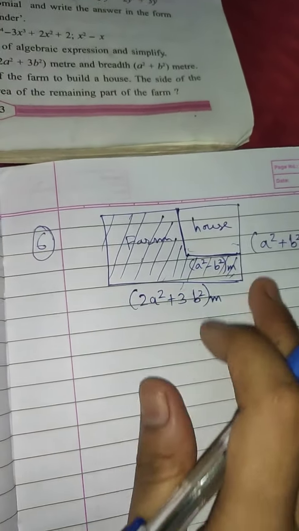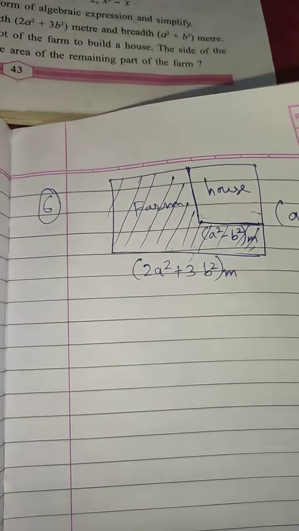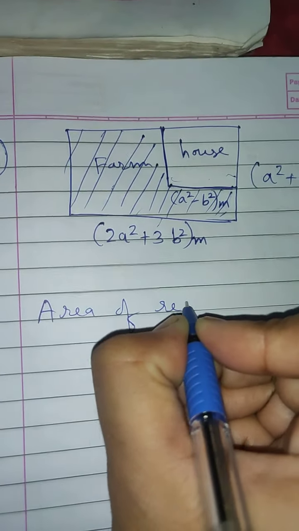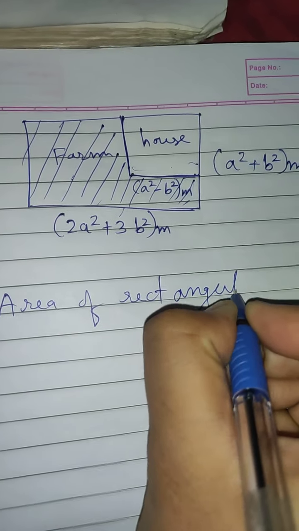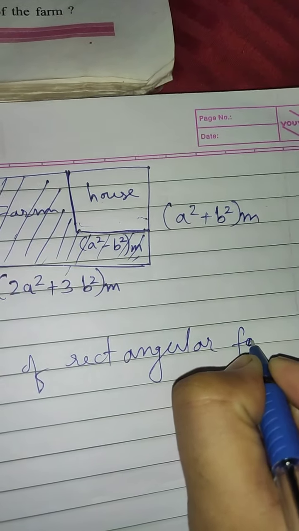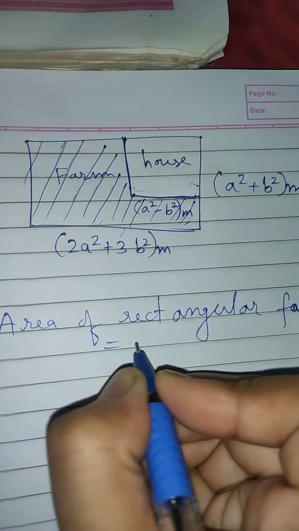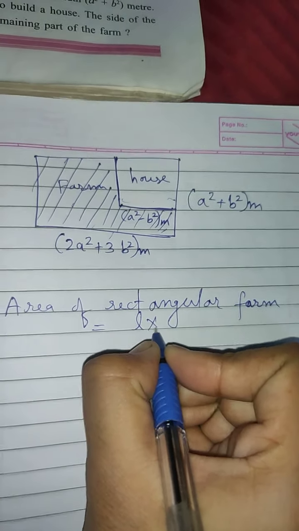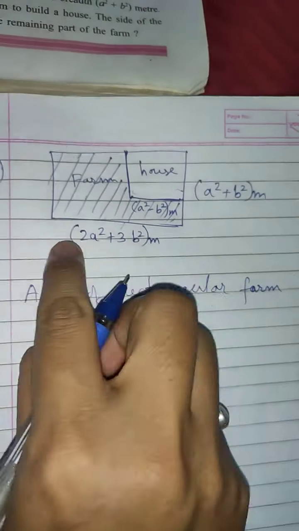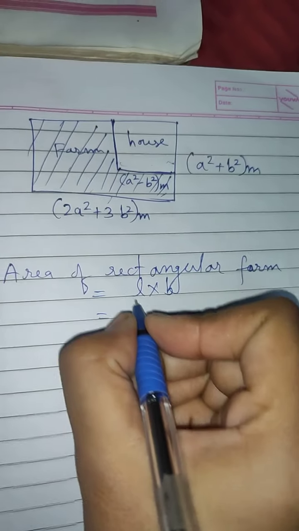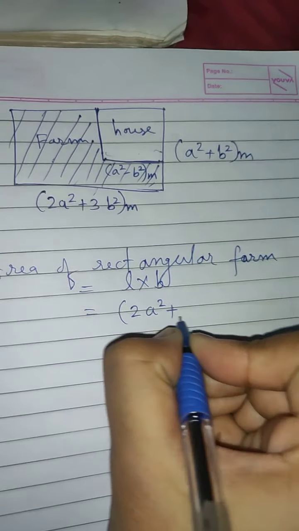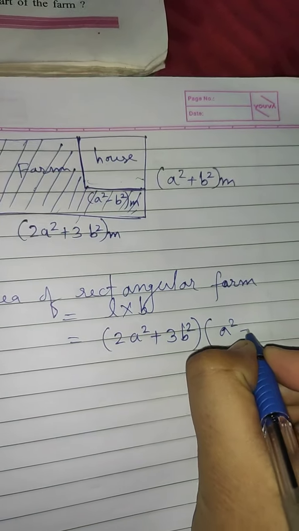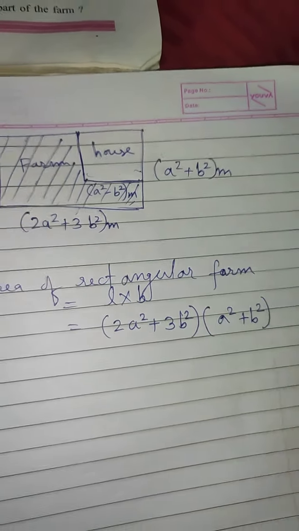So first we will find the area of the rectangle. What is the formula for the area of a rectangle? Area of the rectangular farm is length into breadth. Length means this is the length, 2a square plus 3b square, and breadth means this is the breadth, a square plus b square.